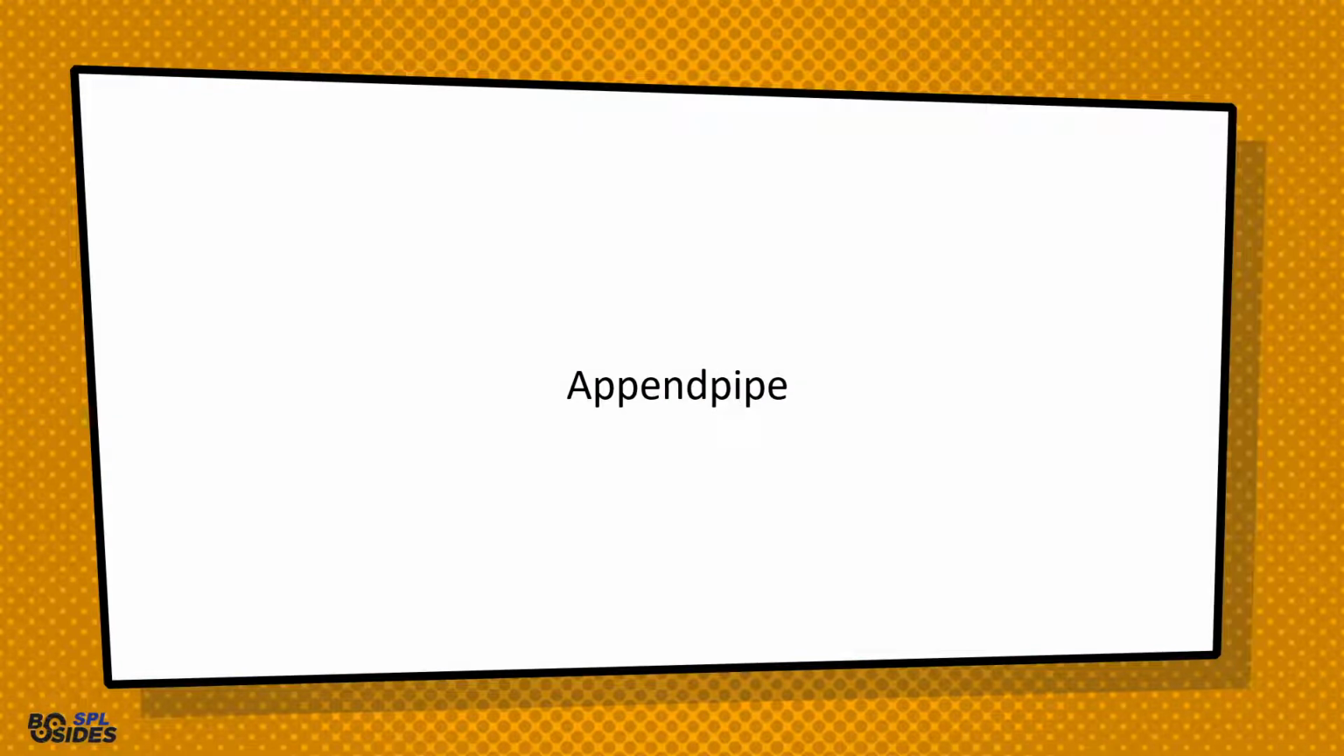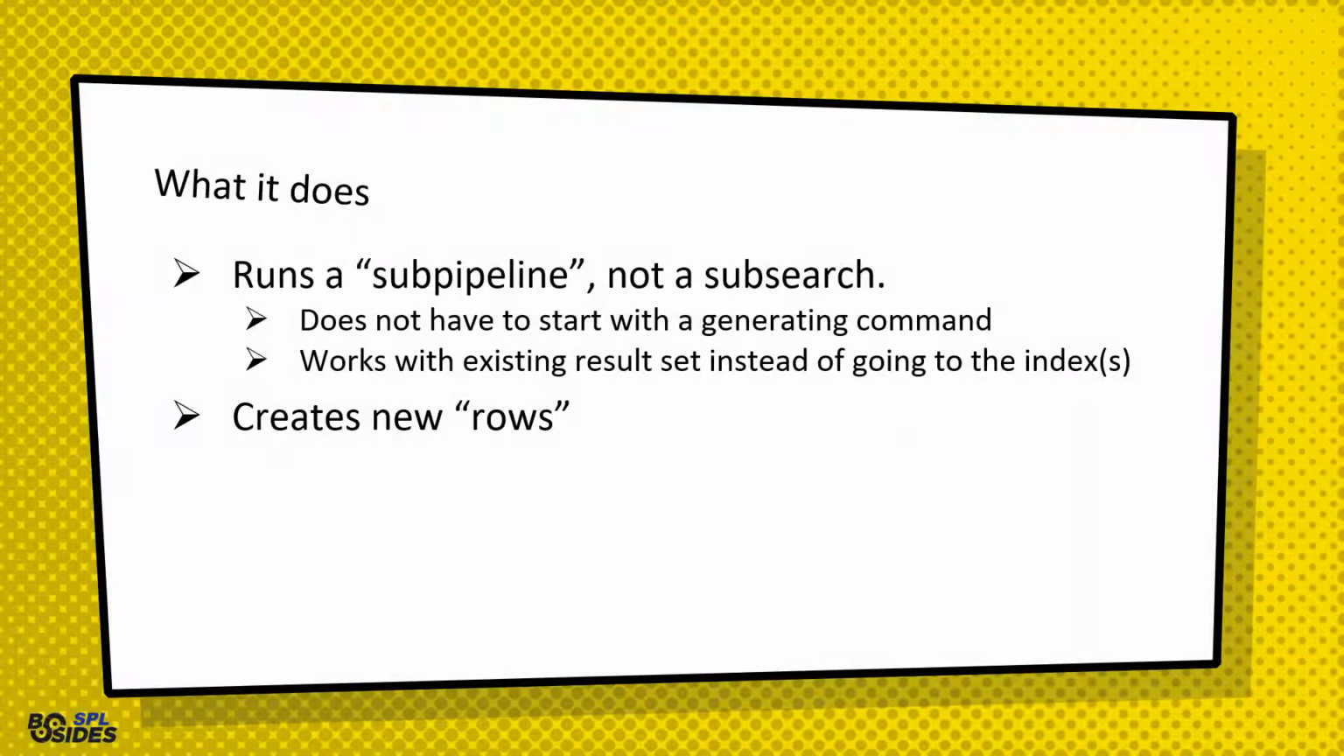When you look at the search reference manual, you'll see there are 3 commands with append in their names. We've talked about 2 of them, appendcols and append. Now let's talk about the third one, appendpipe. Appendpipe runs a sub-pipeline, not a subsearch, and creates new rows, not just 2, but new rows. That sounds a lot like append, doesn't it?